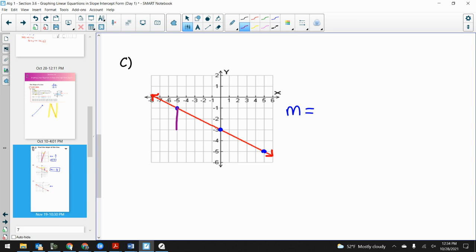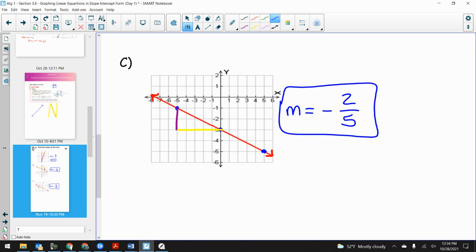We're going down 2, over 5. Is this a positive or negatively sloping line? Negative. So I say it's negative 2/5. See, I don't have to worry about whether I'm going up or down or left or right if I just remember to tack on the correct sign in the end. If it's going down and to the right, then it's negative. If it's going up and to the right, then it's positive.